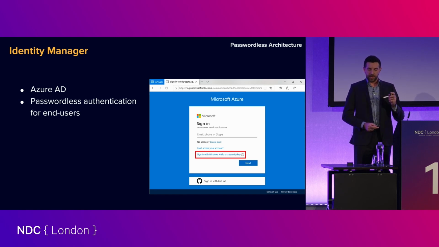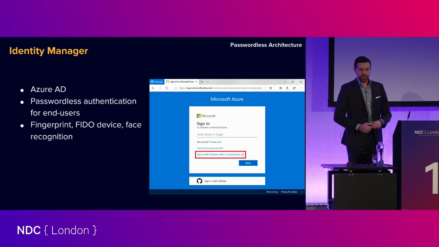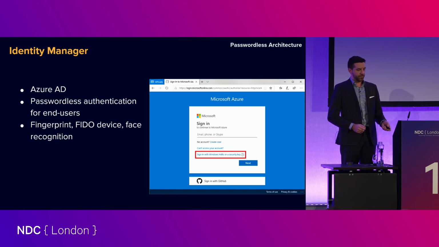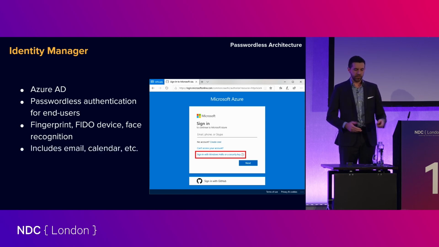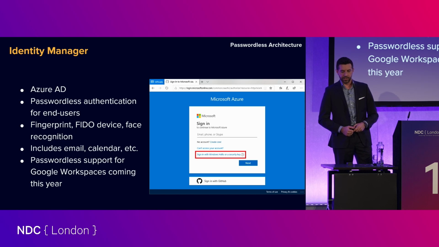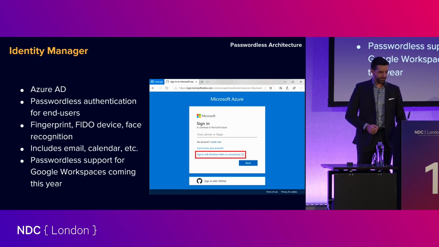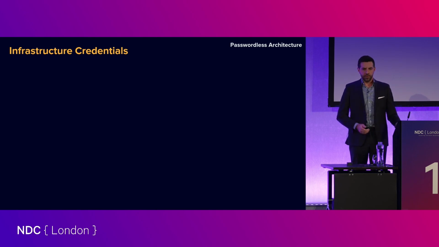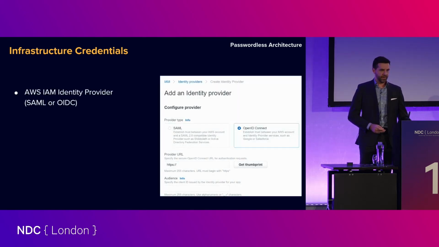I should note that Azure currently supports this. Google has announced that their Workspace product will support this at some point in 2023. So that should be coming soon for Google users. And you can log in with your fingerprint, with a FIDO device, right, a security key, face recognition, basically whatever you choose to allow and what your user prefers. It includes all the things you want from your identity provider, email, calendar, et cetera. Google's coming.